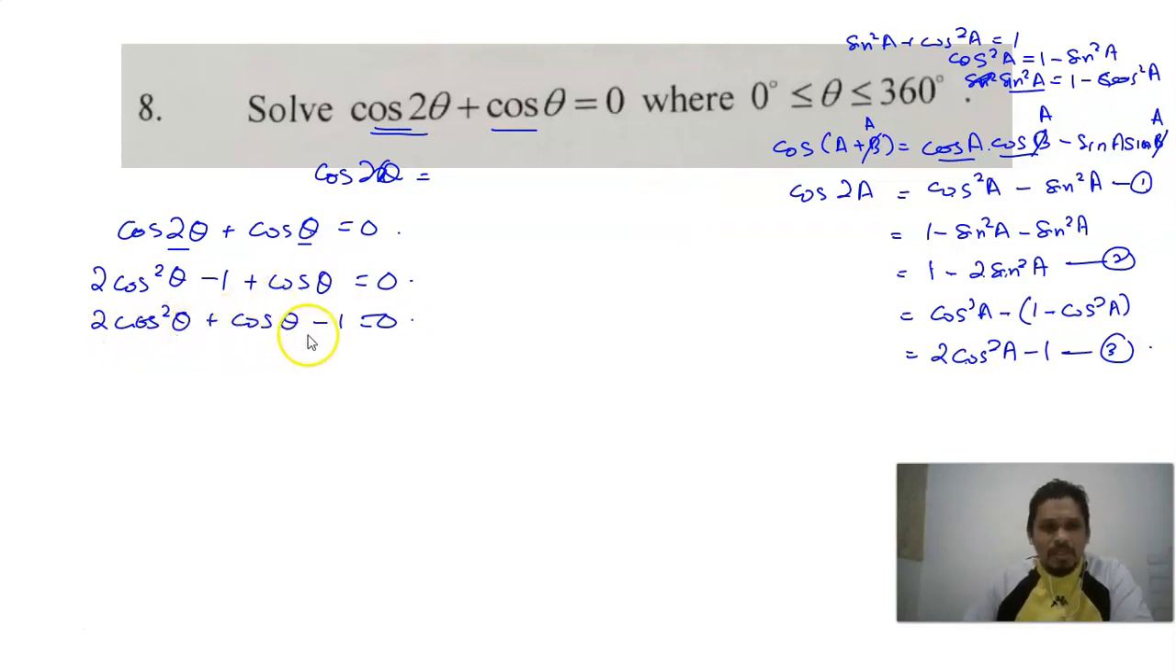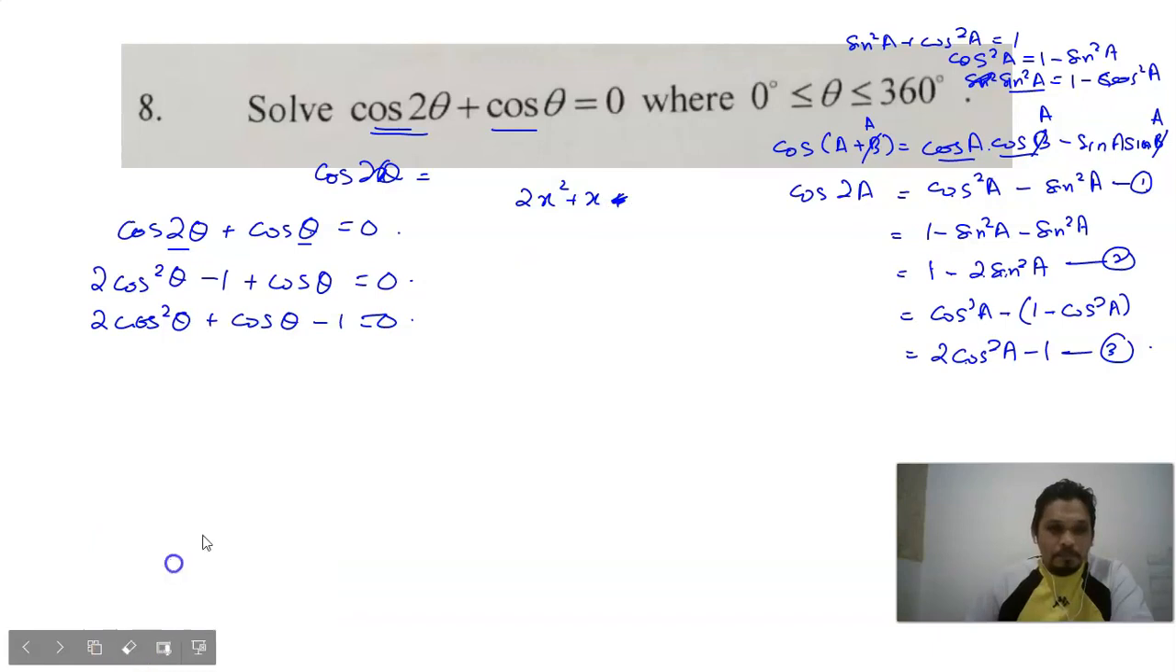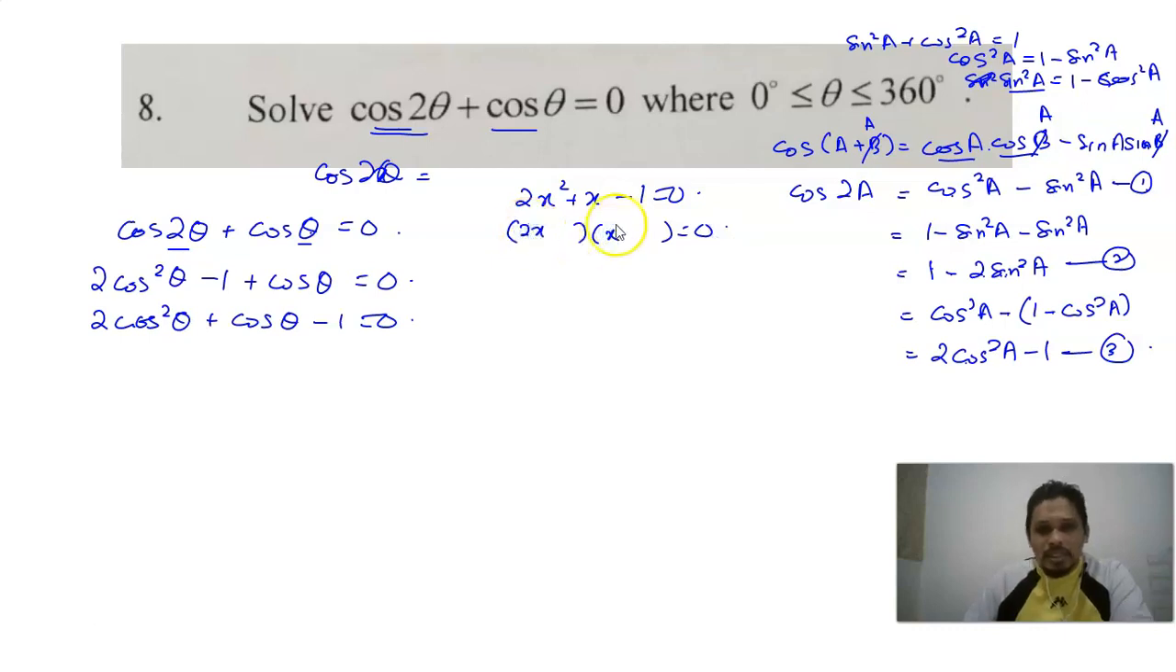Okay, look at this equation here now. It's just like 2x squared plus x minus 1 equal to 0. So we can factorize this. And we get 2x and x, and then minus 1, minus 1.